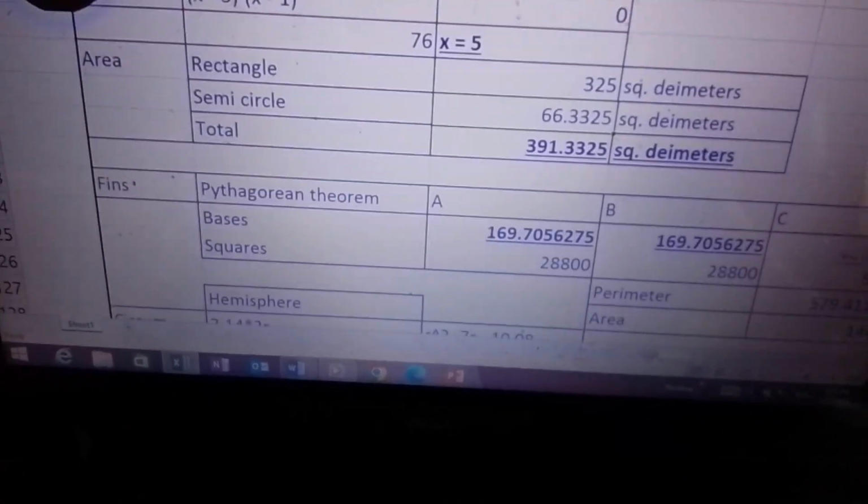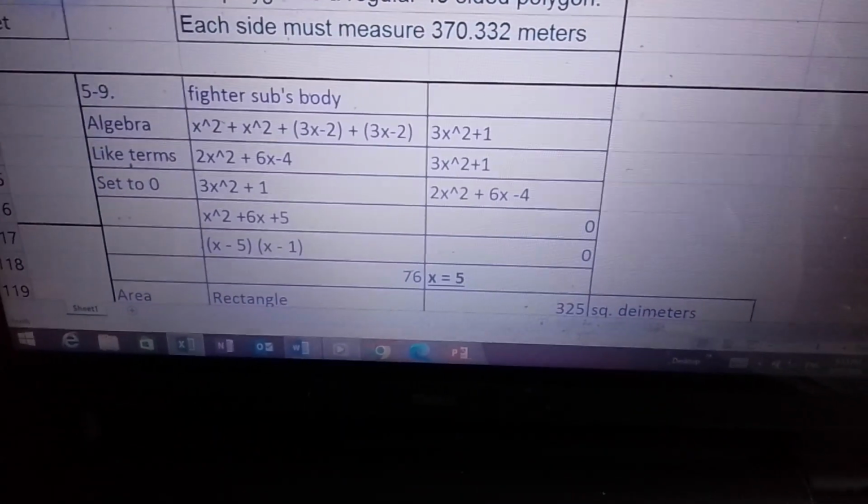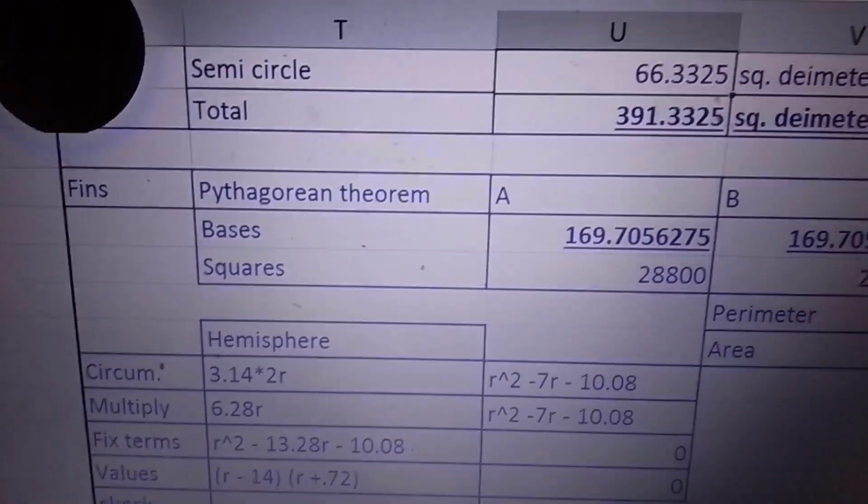Yes, it should be here. Where is it? Here it is. So here's the formula.